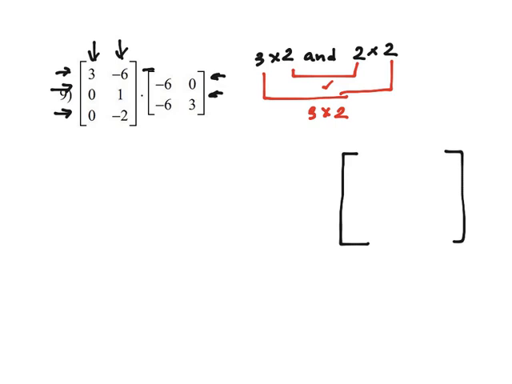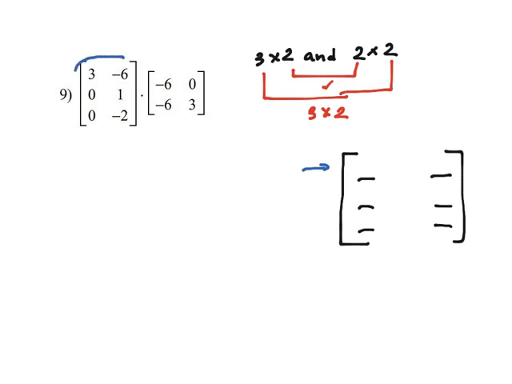So it's going to be a 1, 2, 3. 1, 2, 3. It's a 3 by 2. Okay, so let's get started. I'm going to take off all of this. Okay, let's do our first row.